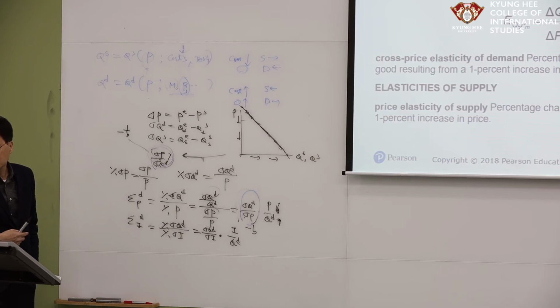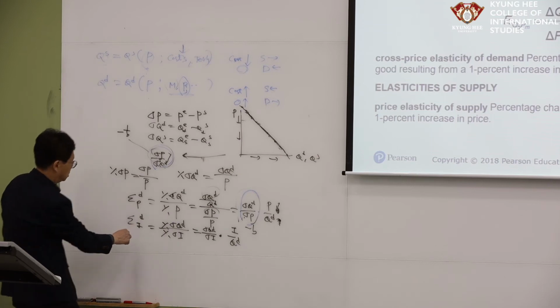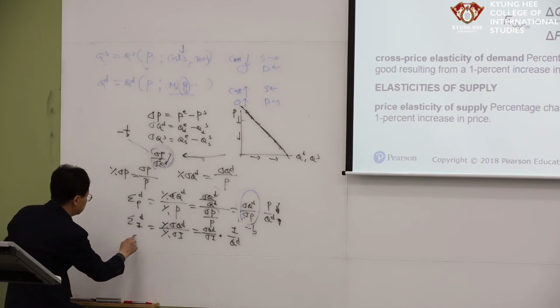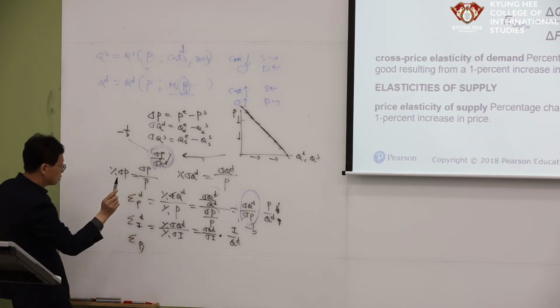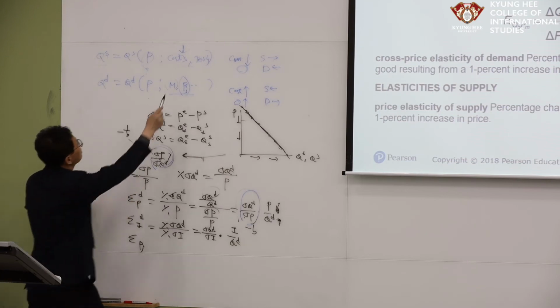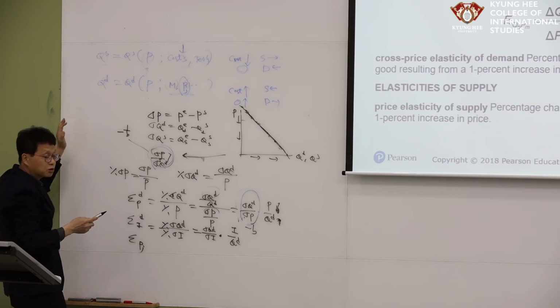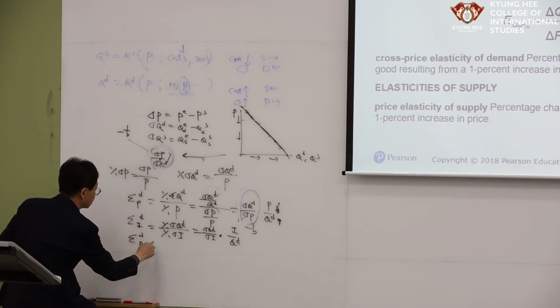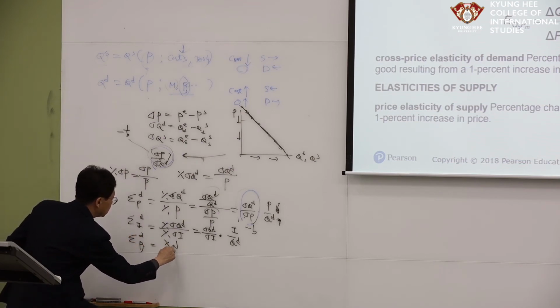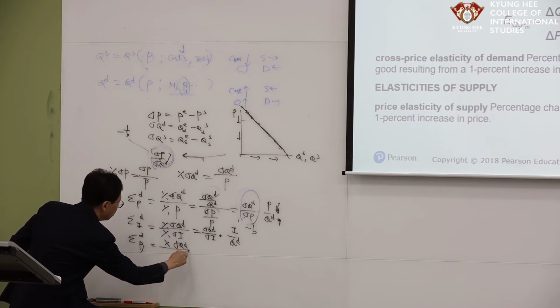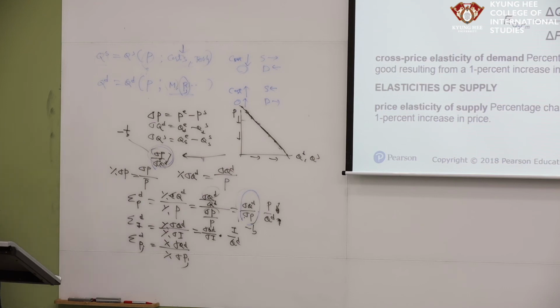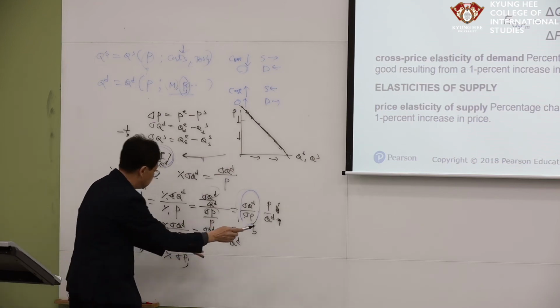Also, cross price elasticity of demand is possible. When the price of J, another related good, changes, what happens to quantity demanded? That is the cross price elasticity of demand. That is equal to the percentage change in quantity demanded over the percentage change in the price of the related good, PJ, right? So rewriting this, anyway, same thing.